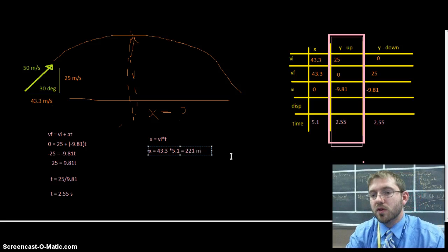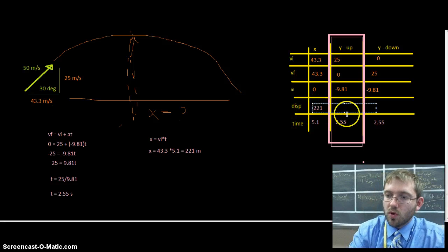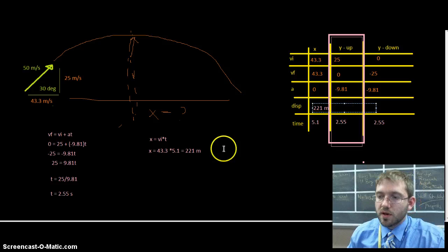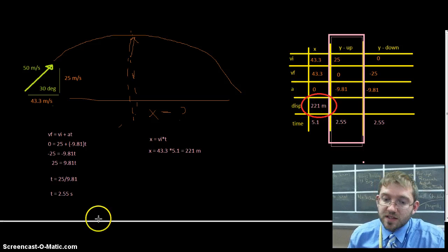Call it 221 meters. So to solve this problem, when we do everything correctly, the ball goes 221 meters, or whatever it is that's being fired goes 221 meters, given these initial conditions. So right there is our answer. That's how you solve that one.